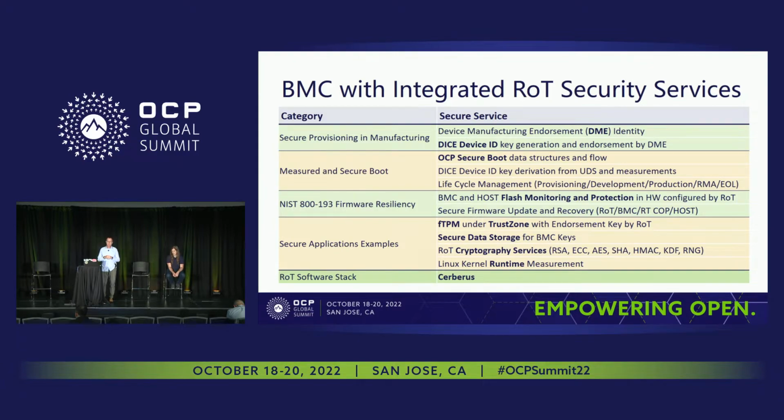With respect to applications and secure applications introduced and provided, we'll discuss mainly two of them. One is the firmware TPM running under the TrustZone and using the RoT to generate and certify the endorsement key of that firmware TPM running on the BMC side. And as Bryan also mentioned, the Linux kernel runtime measurements that would allow measuring configuration, the code itself, or data, or whatever is on the BMC side, whatever is selected or chosen to be monitored during execution.